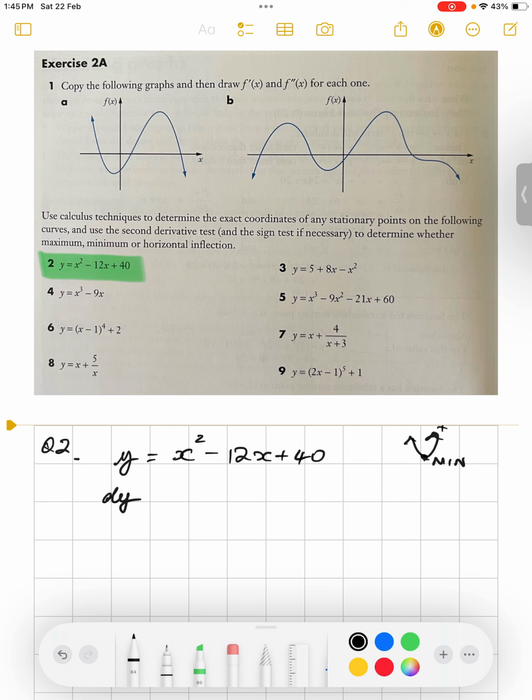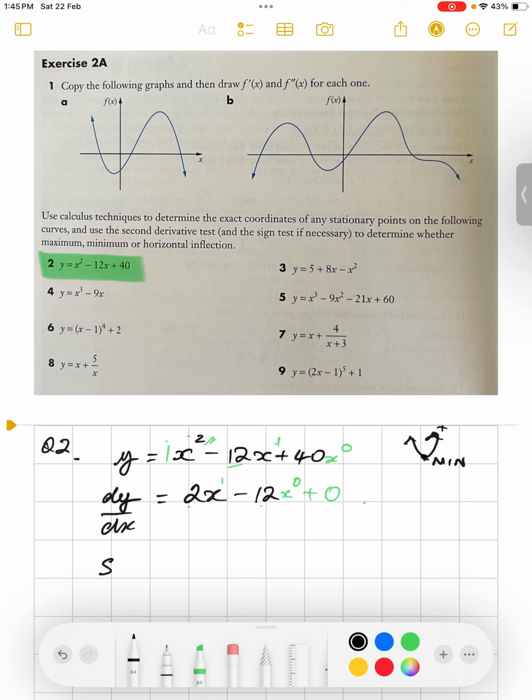Let's get the derivative, which is 2x minus 12, because that's 12x to the power of 1, that's x to the power of 0, and that's a 1. So you go 1 times 2 is 2, and you drop the 2 down to a 1. You go 1 times 12 is 12, and you drop the 1 down to a 0, and you go 0 times 40 is 0, and so you end up with 2x minus 12.